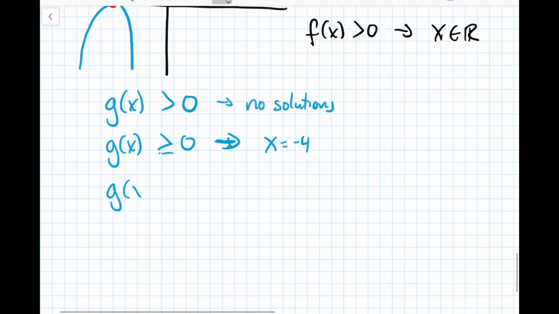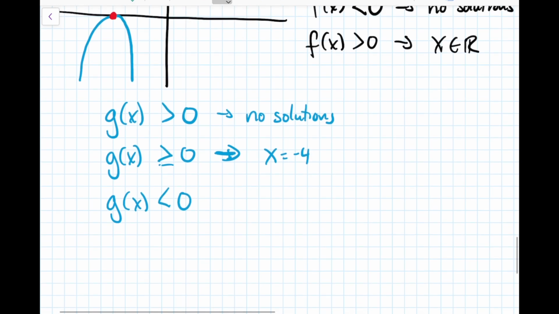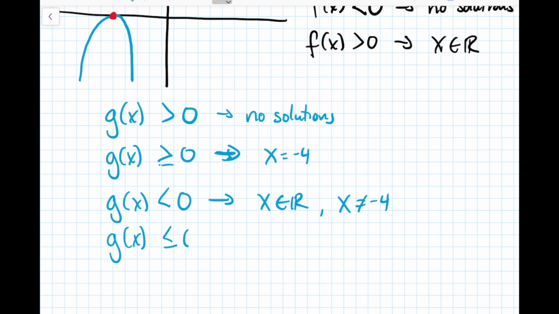If I asked you where it was less than 0, well, it's less than 0 everywhere except on that intercept, right? The intercept isn't below 0, the intercept is equal to 0. So that would be all real numbers except when x is negative 4. And then if I asked you when it was less than or equal to 0, that would just be all real numbers, because it's less than 0 everywhere except for the intercept, but the intercept is equal to 0.